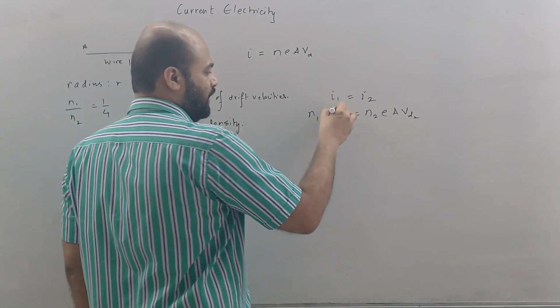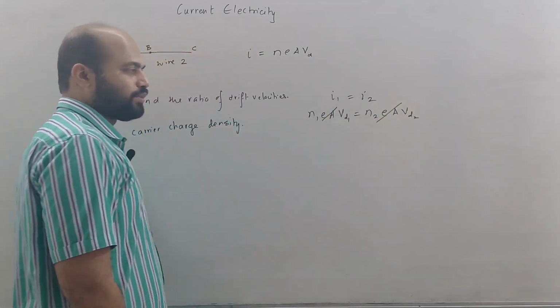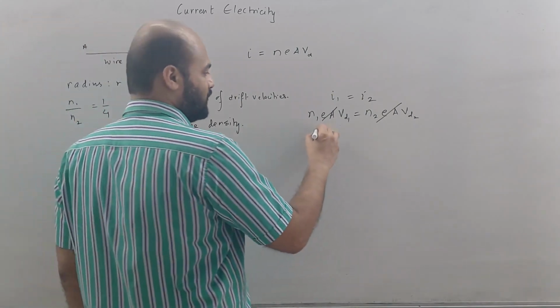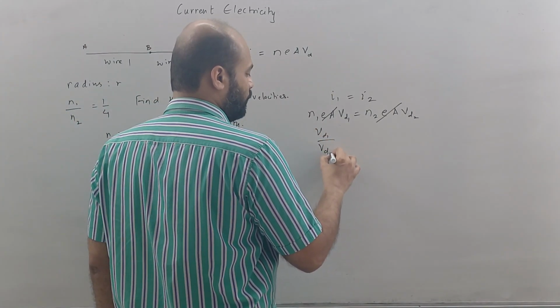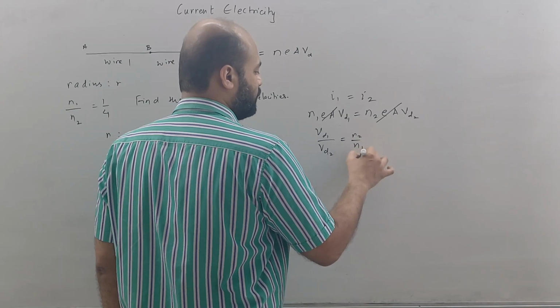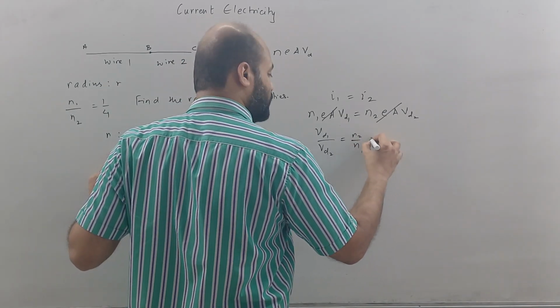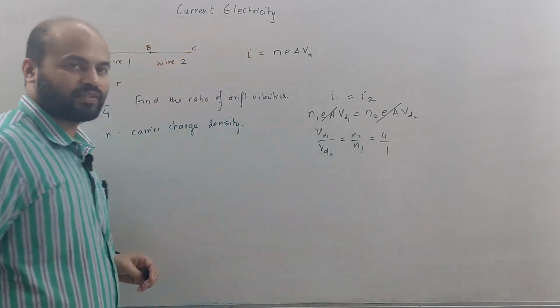So E into A and E into A cancel, and we get the ratio VD1 by VD2, which is going to be N2 by N1, which is nothing but 4:1. That is the answer of this question.